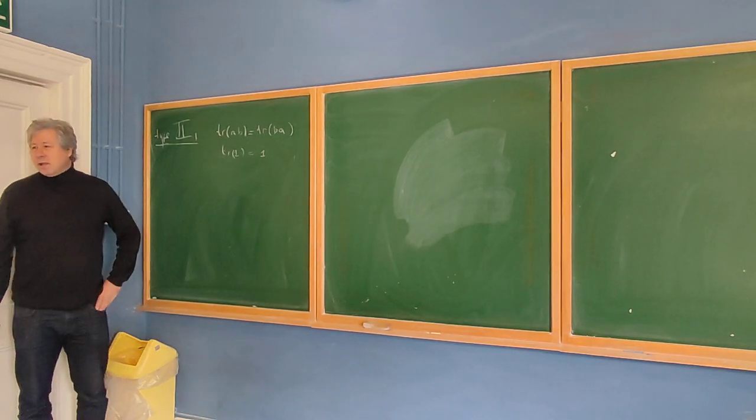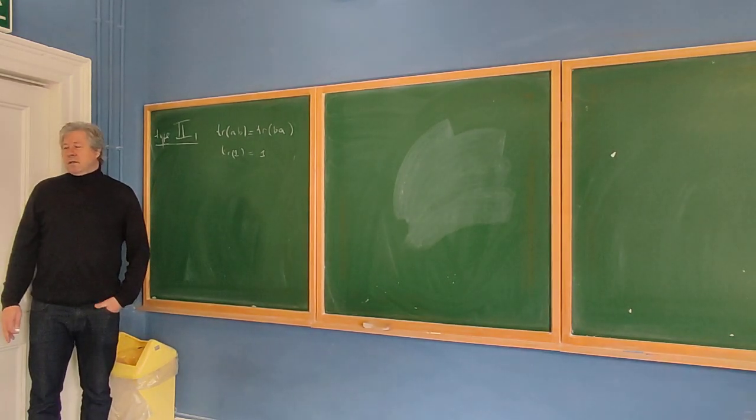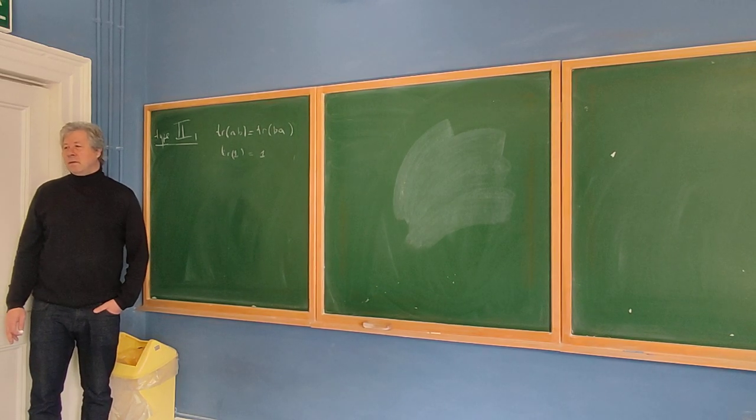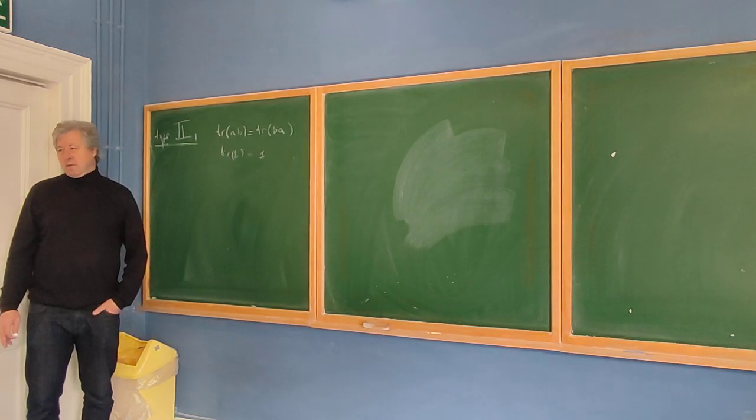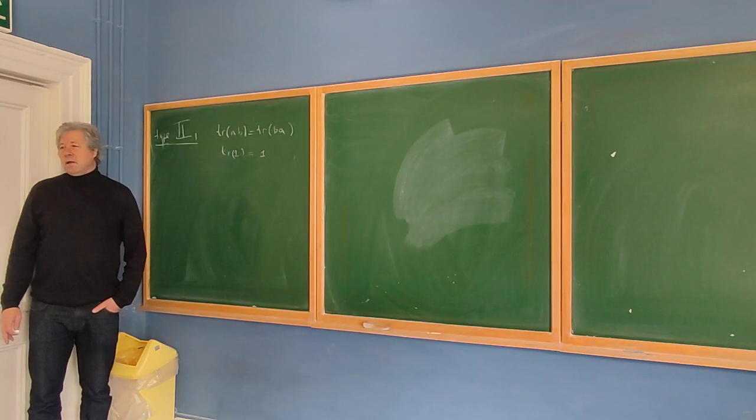In the other case, because the trace in a representation depends on the representation, it cannot be 1. It is a function which depends on the highest weight or something. Yeah, okay. Because it has to say which representation.